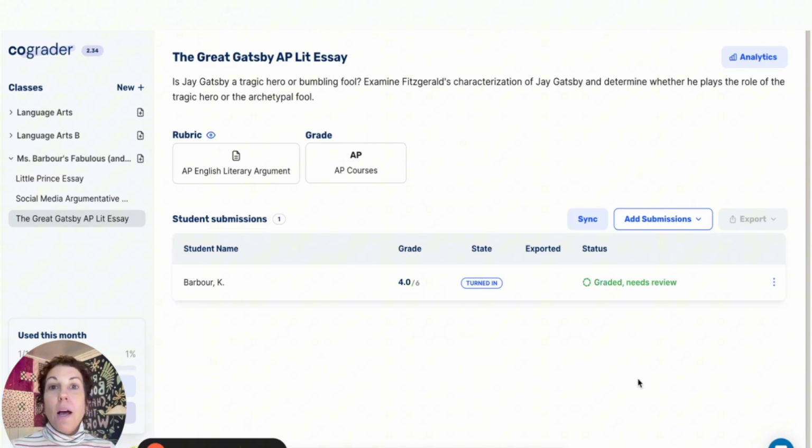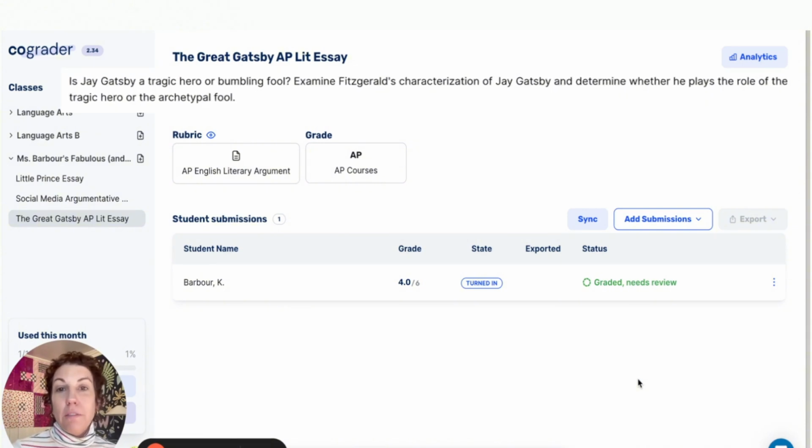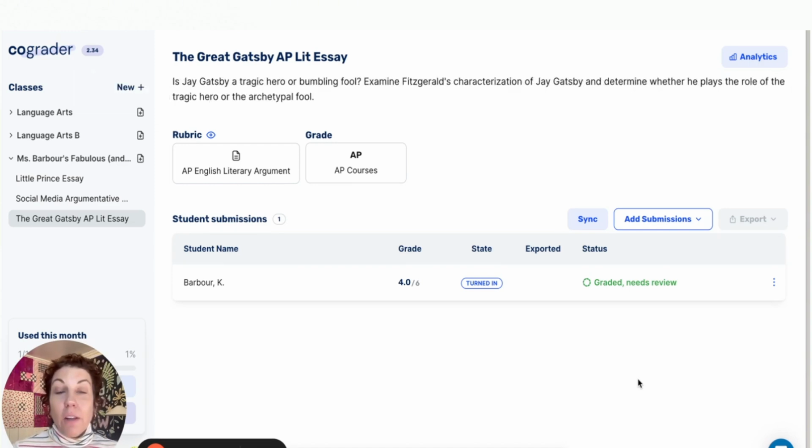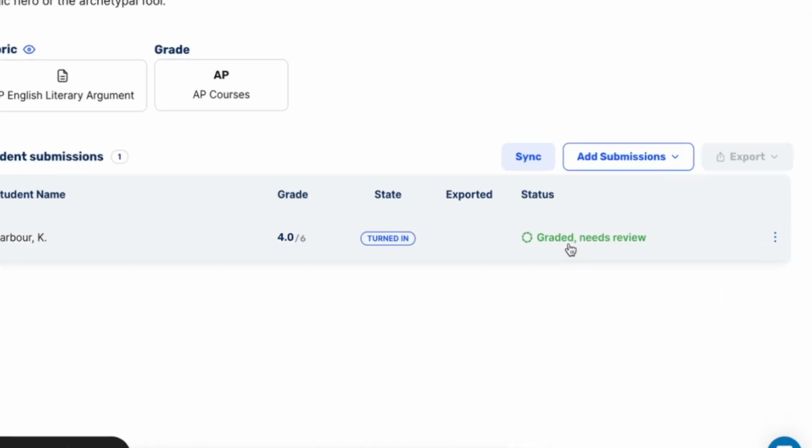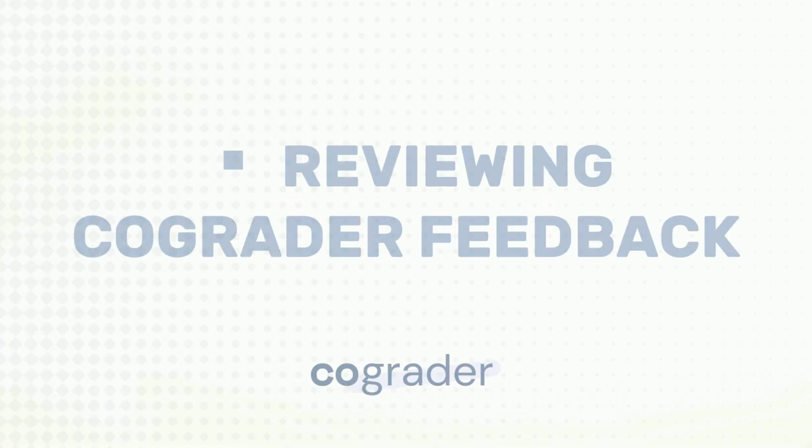In this example, students wrote an essay about Jay Gatsby from, of course, The Great Gatsby. The specific prompt was, is Jay Gatsby a tragic hero or bumbling fool? Examine Fitzgerald's characterization of Jay Gatsby and determine whether he plays the role of the tragic hero or the archetypal fool. The students had to follow all of the AP Lit requirements as they wrote this essay, and then once it was turned in, we can run it through CoGrader, and let's check out the feedback that CoGrader gave.